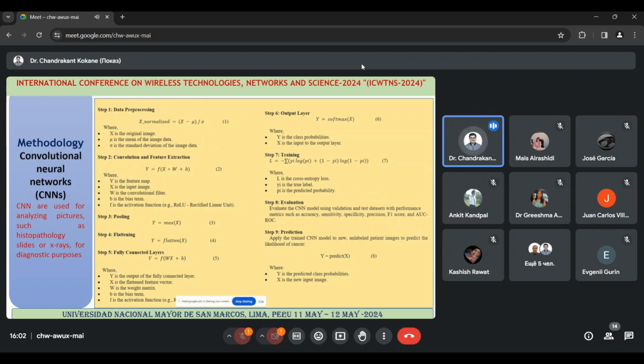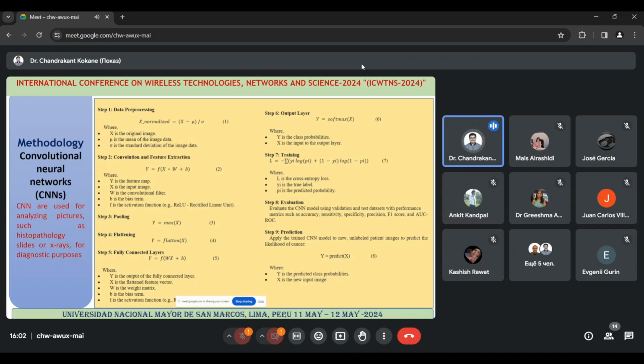So whatever stages we have: to get the image, to perform the segmentation, then the feature extraction. The pooling layer is here, which is performed with the max function. Then the flattening and fully connected layers, which is represented by y = f(Wx + b), where y is the output of the fully connected layers, and x is the flattened feature vectors.